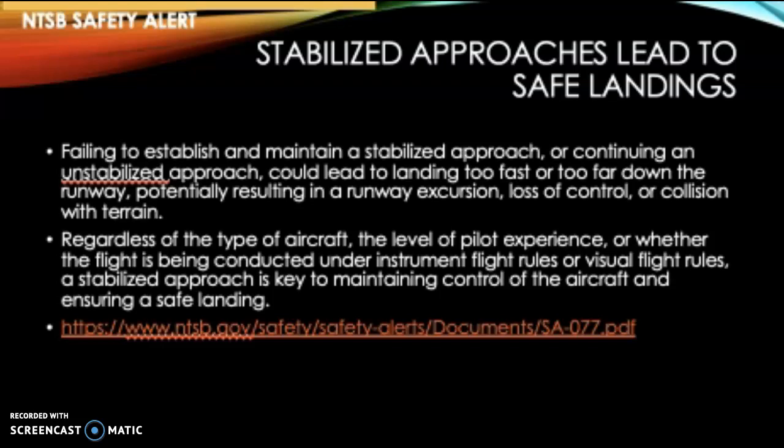What they found was that failing to establish or maintain a stabilized approach, or continuing an unstabilized approach, could lead to a landing too fast or too far down the runway, which would potentially result in a runway excursion, loss of control, or collision with terrain. They found that this happened regardless of the type of aircraft, the level of pilot experience, or whether the flight was being conducted under instrument flight rules or visual flight rules. A stabilized approach is the key to maintaining control of the aircraft and ensuring a safe landing. More can be read about this at the link on the bottom of the slide, and I highly recommend that you take a look at it.